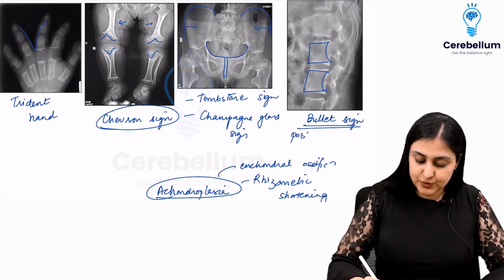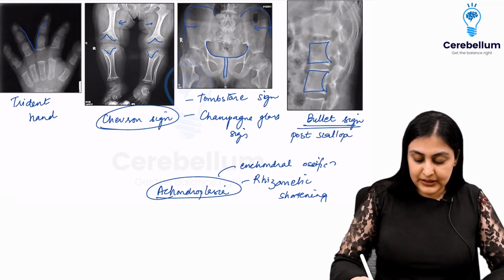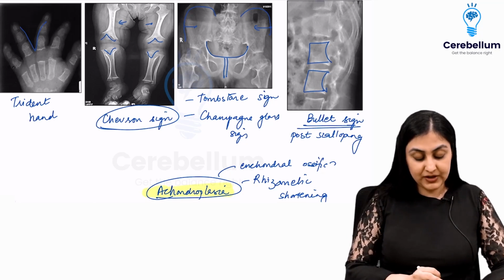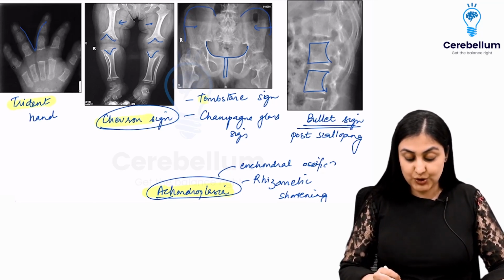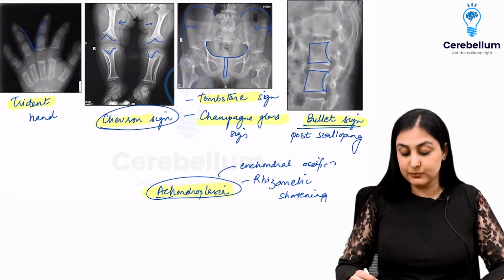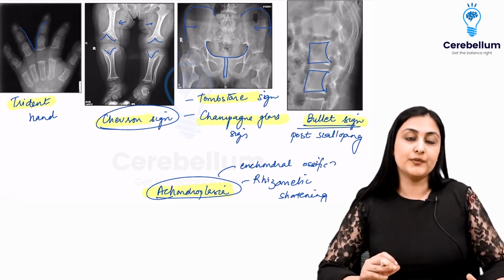This is called posterior scalloping. Okay, so these are all of the findings in achondroplasia: trident hand, chevron sign, tombstone iliac blades, champagne glass pelvic inlet, and bullet appearance of the vertebra.